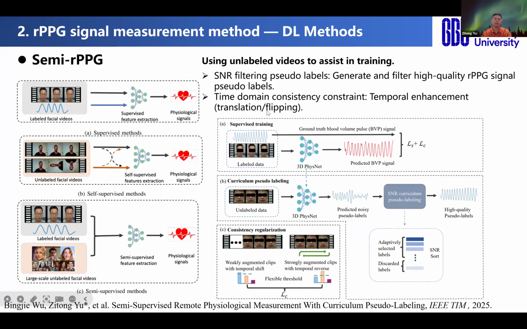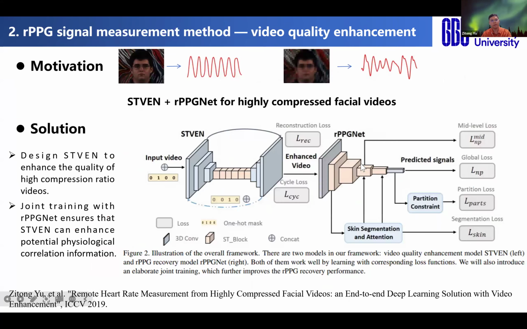And we also benchmark some semi-supervised learning. We think that if we have limited labeled data but large-scale unlabeled data, we can combine them together using a pseudo-labeling strategy. And for the video quality enhancement issue, we also propose a two-stage framework.